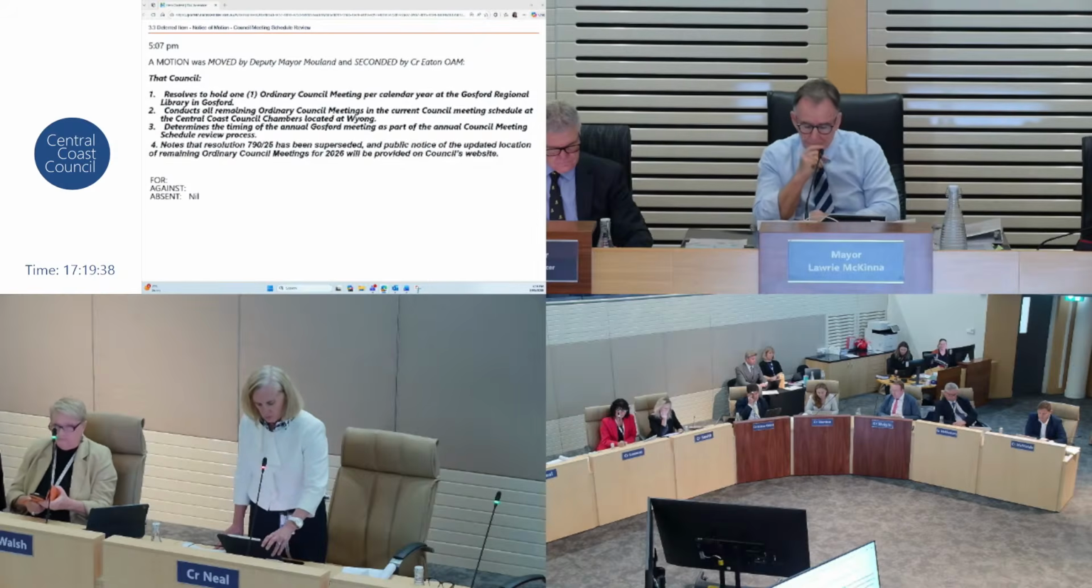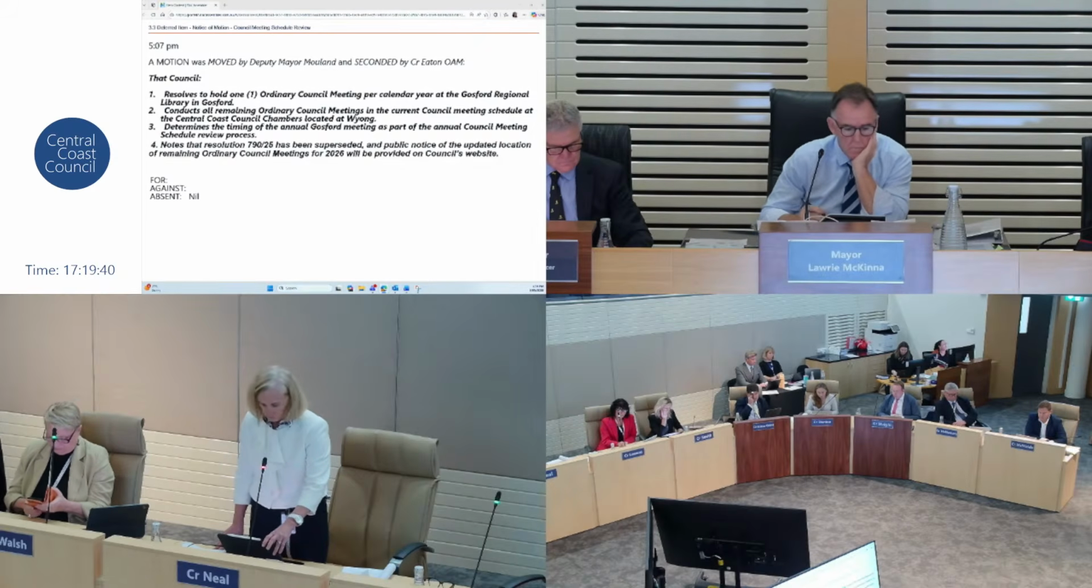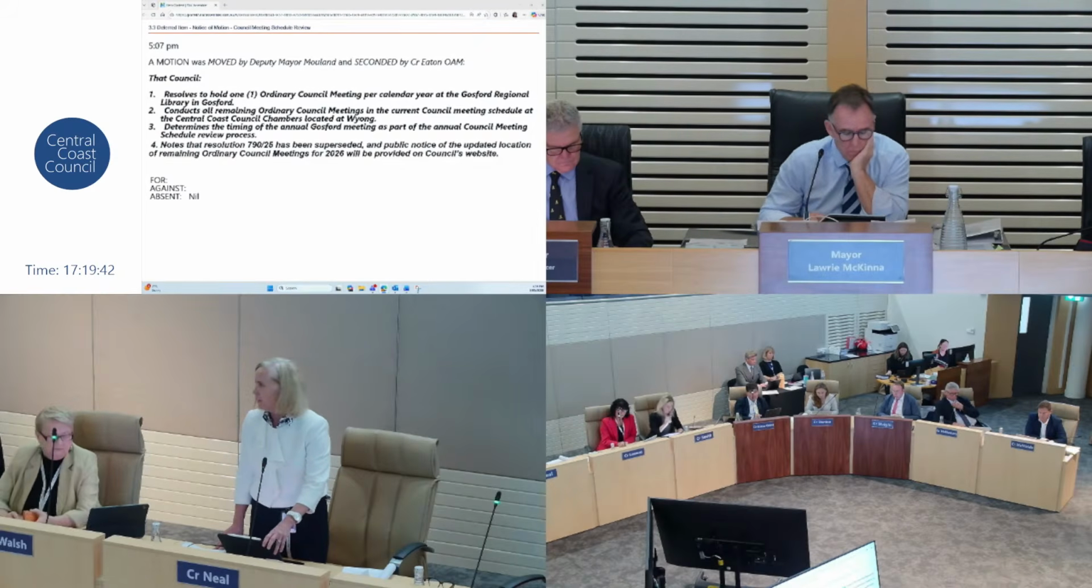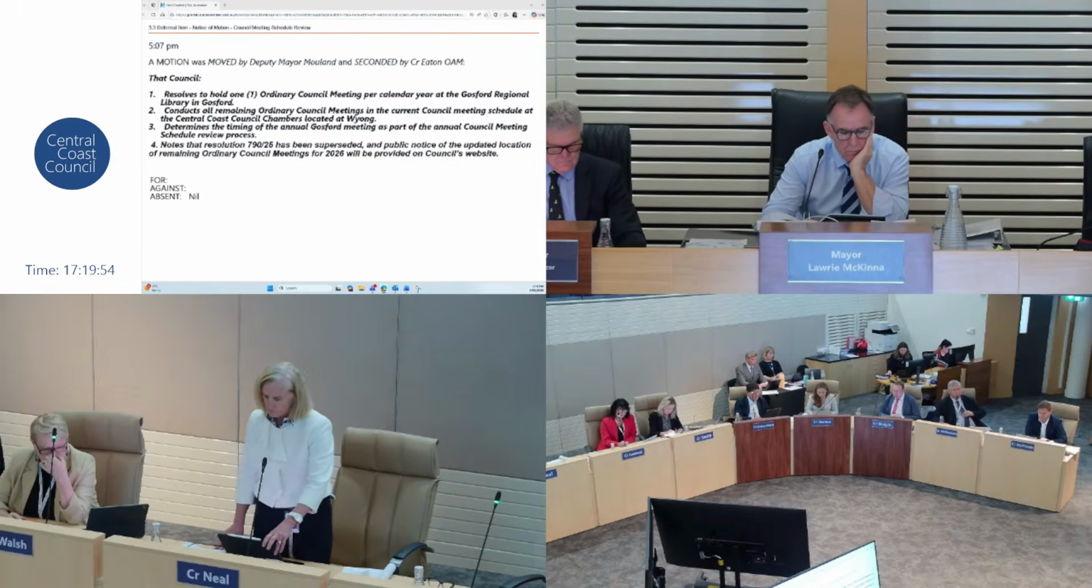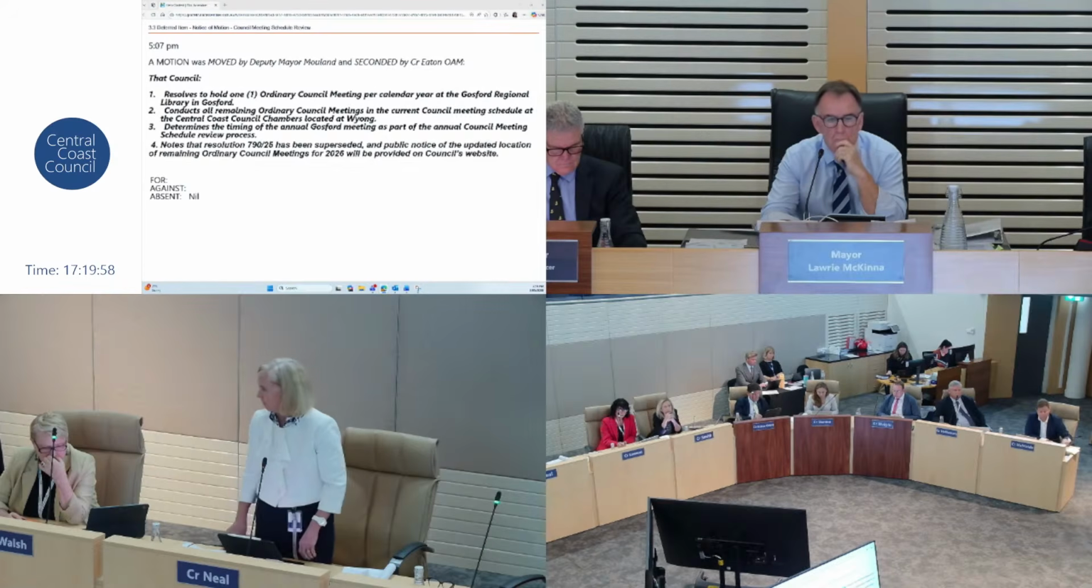So I urge you to reject this motion and to continue to keep faith with not only the community at large, but in particular the southern end of the council, particularly Gosford and the Peninsula, who might not otherwise be able to personally be involved in the council meetings as they happen from month to month.